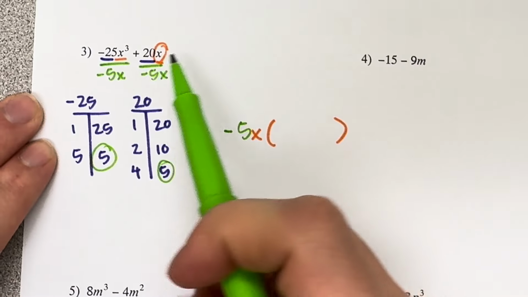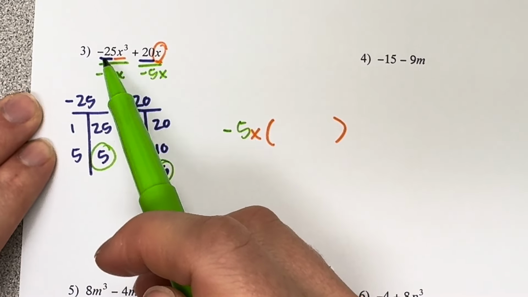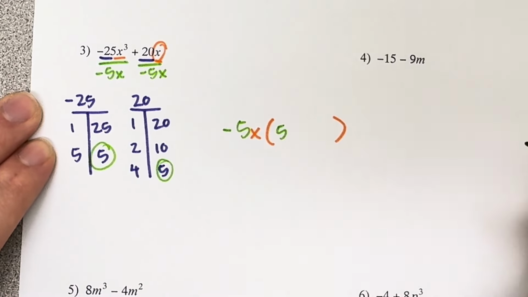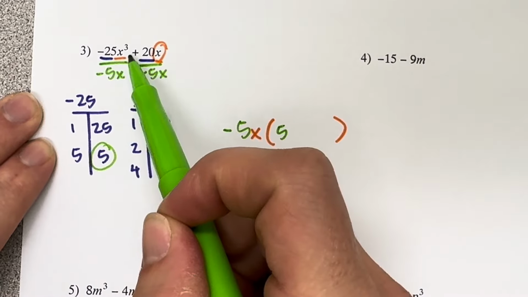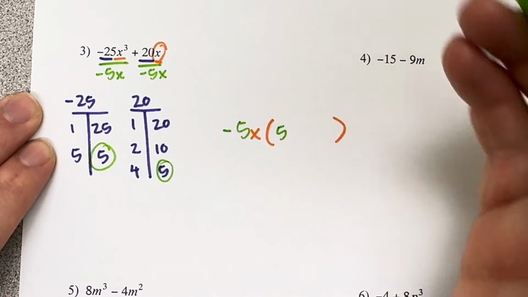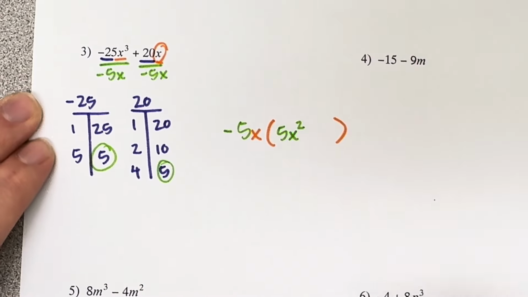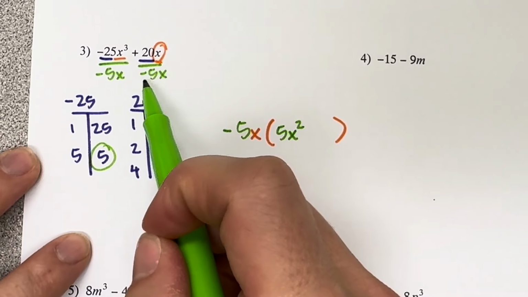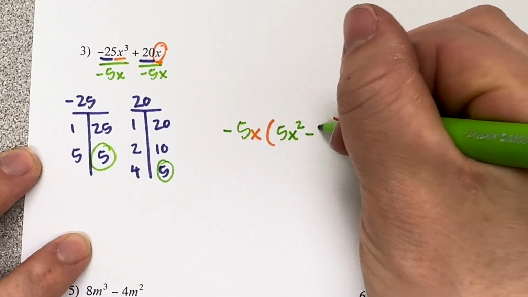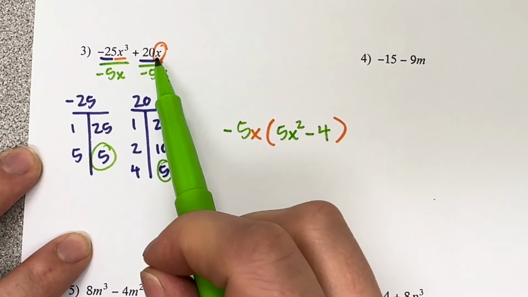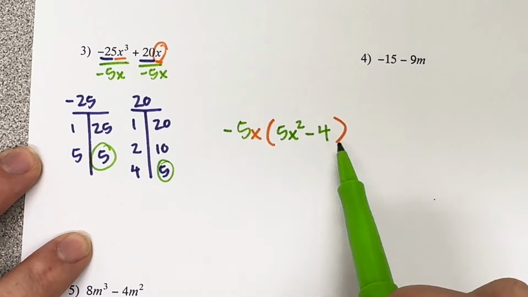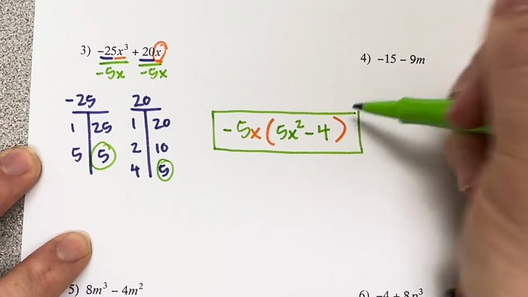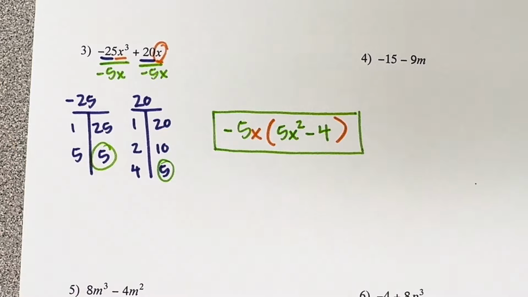Negative 25 divided by negative 5 leaves me with positive 5. 3 x's, taking 1 away or dividing 1 out leaves me with 2 x's. My second term, 20 divided by a negative 5 leaves me with negative 4. I had 1 x, but I divided it out, so there's no x's left. And there is my factored expression, GCF out in front.